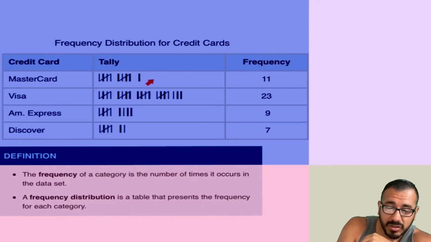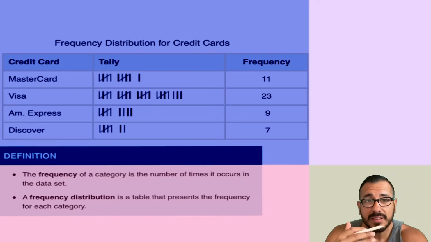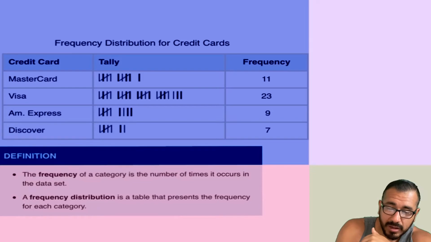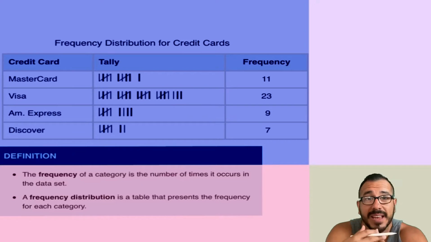Once you finish taking all those credit cards into consideration, we say, all right, how many times was MasterCard used? It was used 11 times. How many times was Visa used? It was used 23 times. And that's what's known as our frequency. The frequency we can see here is, in this case, how many times it appeared.